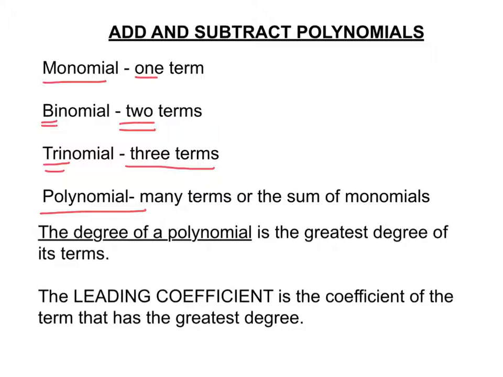The degree of a polynomial is the greatest degree of its terms, and the leading coefficient is the coefficient of the term that has the greatest degree. Those are some really important things that you need to know as we go through this lesson.